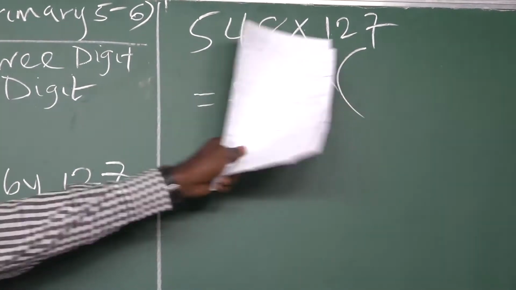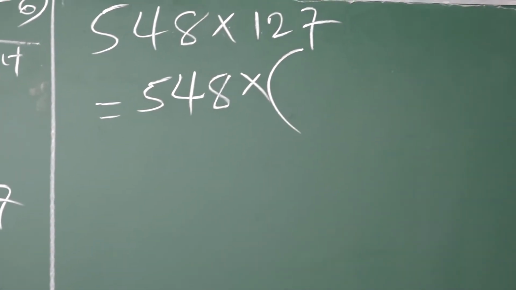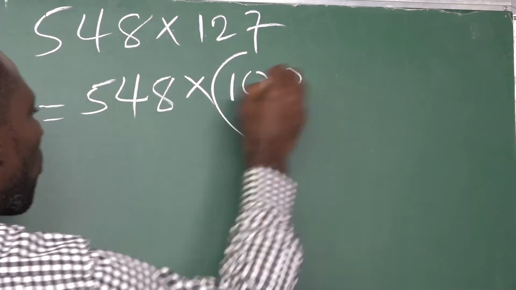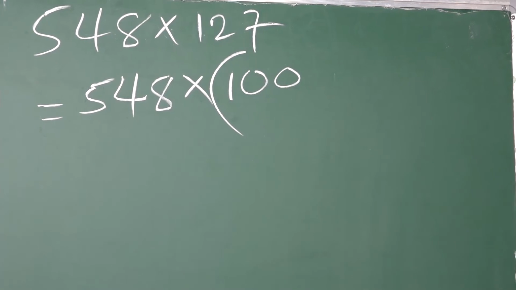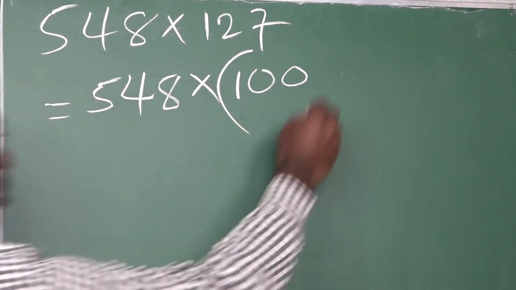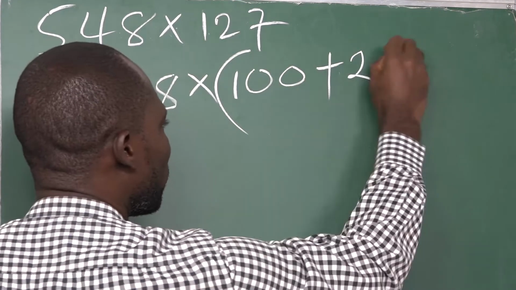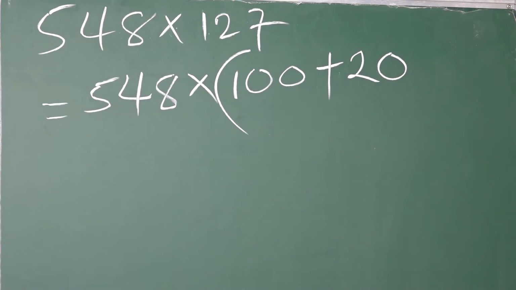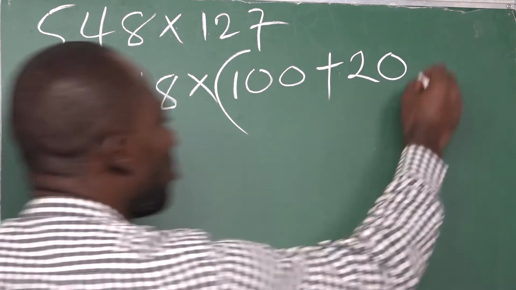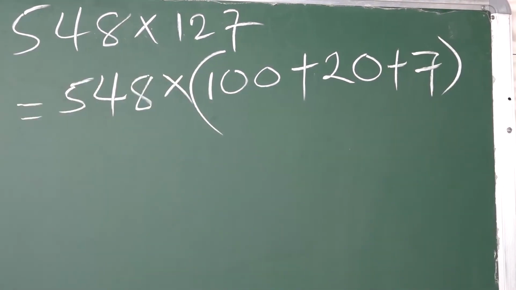We have to expand this because we are using the expansion method. So here we'll have 100 because this 1 here stands for 100. What we have is 127. So that 1 stands for 100. And then plus these 2 stand for 20. We'll write our 20 there. Then the next number is 7. 7 remains as 7. So plus 7. We'll have this, close the brackets.